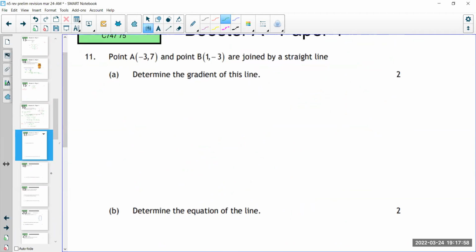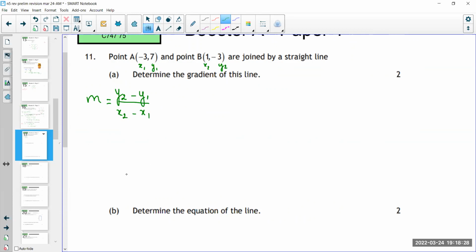This question here is a question as well that I'm sure you will get. Determine the gradient of a line. Usually the first thing to do is x1, y1, x2, y2. And Zach, you're going to have to learn this. It's delta y, the difference of y over the difference of x's.